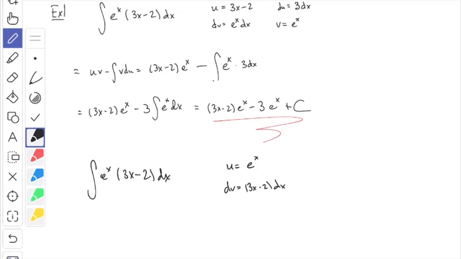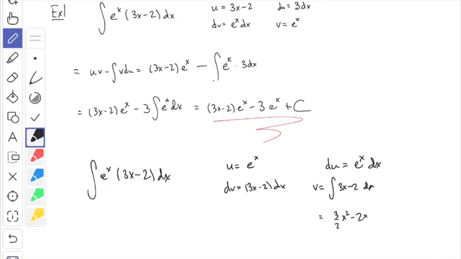We can still do all of this business. So if u is e to the x, then du is e to the x dx. That's the derivative of u. If dv is 3x minus 2, v is the integral of 3x minus 2 dx. And you can do that. It's 3 halves x squared minus 2x. All right?